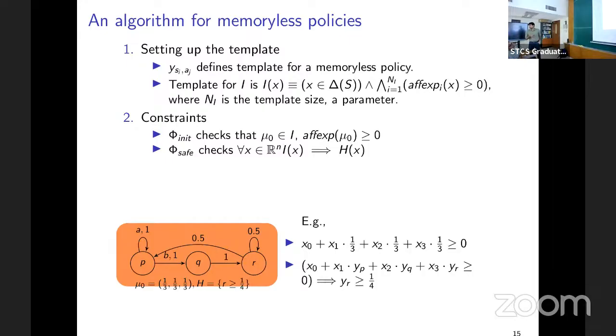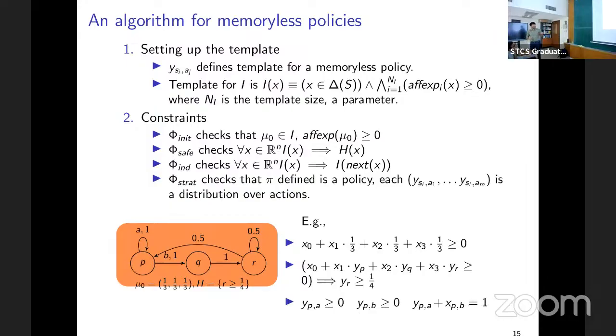There is a quantifier alternation here because I will ask, do there exist such values for all these coefficients such that for all x blah blah blah happens. So x quantifies over all reals, right? Because I want everything inside my inductive invariant to be safe, right? Similarly, the inductive invariant itself says that for everything in I, if I apply m, it should be inside I, right? I of x implies I of next of x, right? And then there is a strategy thing, which is that I need to check that each of these is a distribution over actions. So there are a bunch of them.